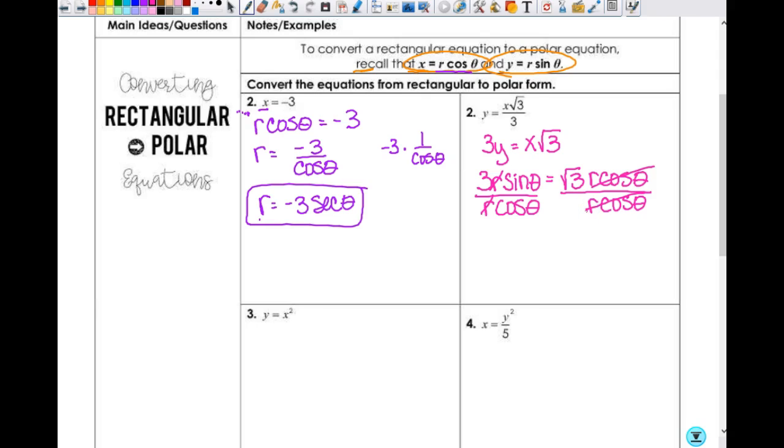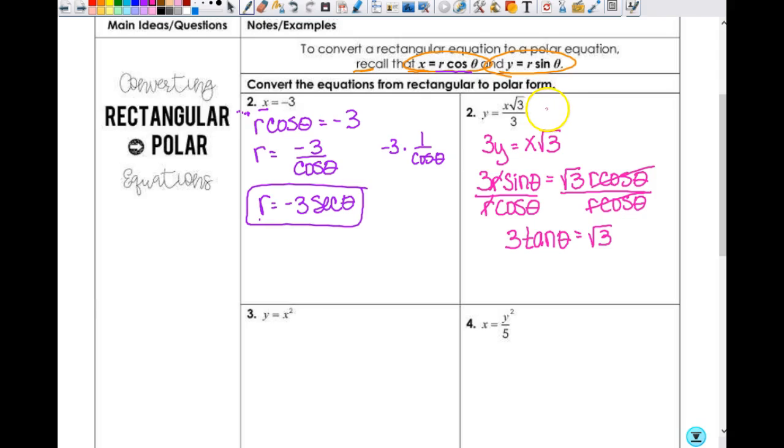So this is 3 times sine over cosine. What is sine over cosine? Tangent. So I get 3 tangent theta is equal to the square root of 3. Well, it doesn't disappear, but it cancels out. Yeah. All right, so now I've got tangent theta. I don't have an r, but let's think about this.